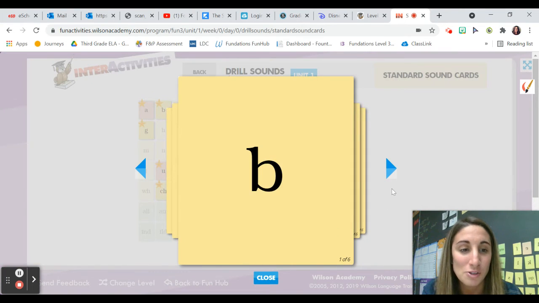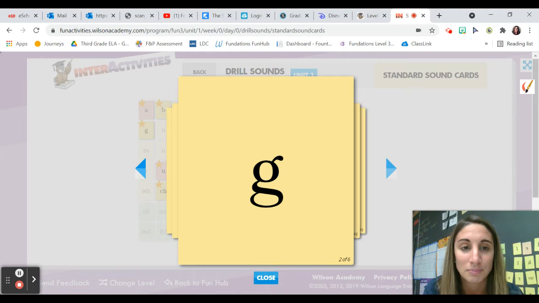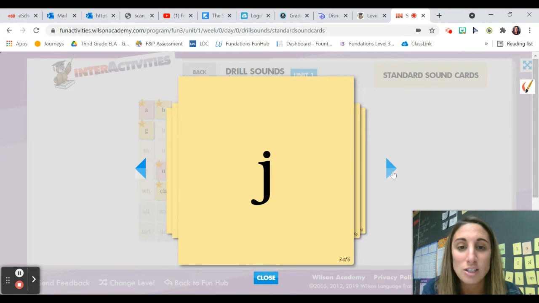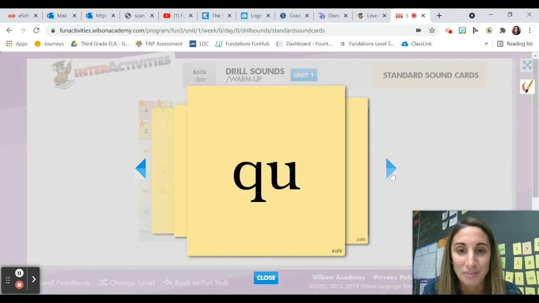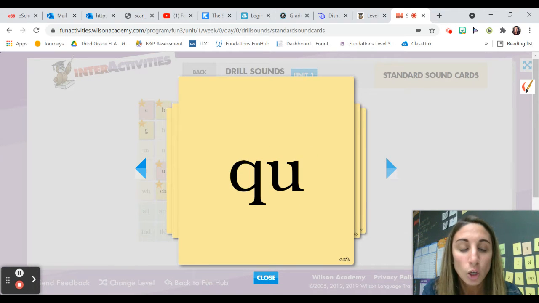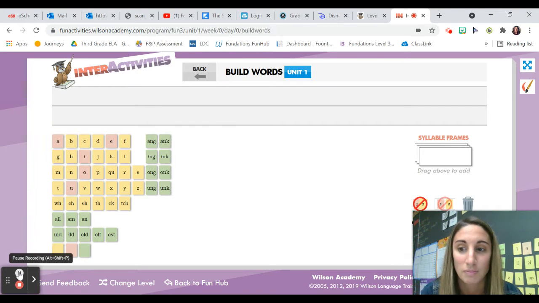And now let's do some consonants and digraphs. Ready? B, bat, b. G, game, g. J, jug, j. Q-U, queen, qu. C-K, sock, k. And C-H, chin, ch. Very good.